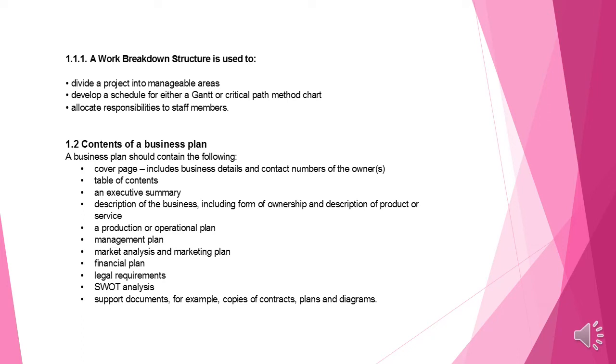And then we have the contents of a business plan. A business plan should contain the following. Cover page includes business details and contact numbers of the owner or owners. And then table of contents, page numbers, the headings. Where am I going to find this heading in this business plan? And then an executive summary.